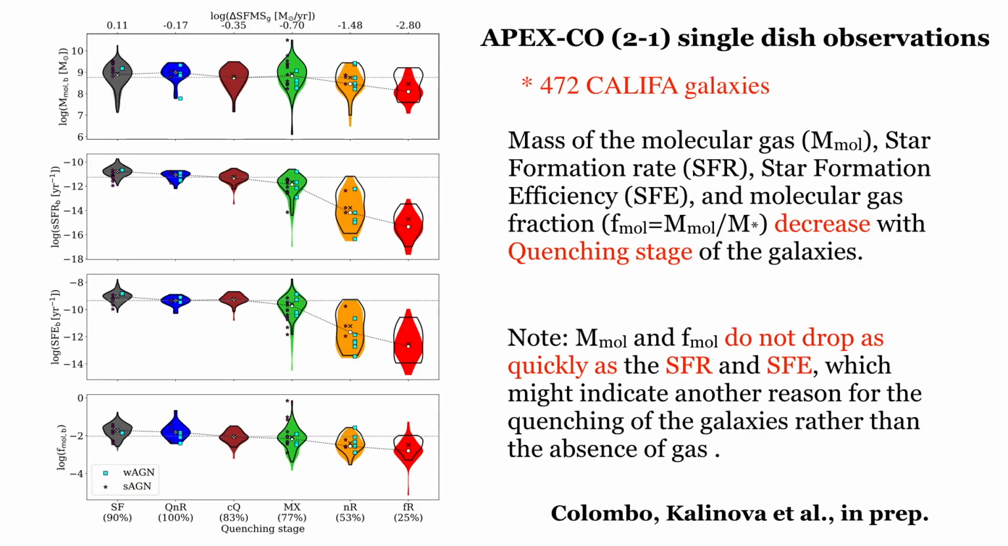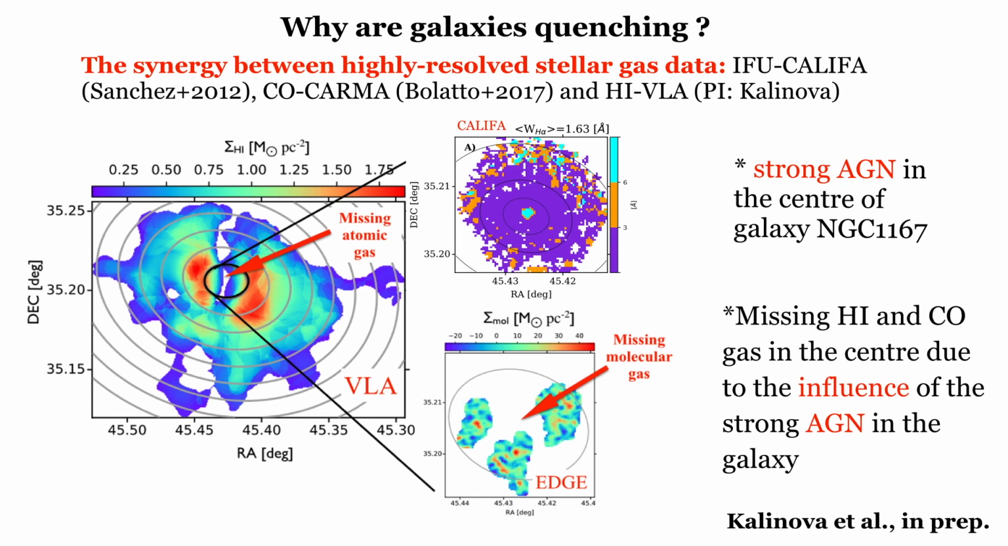Single-dish APEX CO observations, with PI Dario Colombo, within one effective radius of 472 galaxies, confirm this result of the low star formation efficiency in the retired class galaxies represented by nearly retired and fully retired systems. One explanation could be that AGN in the center of galaxies disperse the gas and prevent formation of new stars, as shown by the image of EDGE-C 1167 that combines the information from resolved H1, CO and CALIFA spectroscopic data. Here we can see that the CO and H1 gas is missing in the central region of the galaxy due to the influence of the strong AGN that had dispersed the gas in these regions.